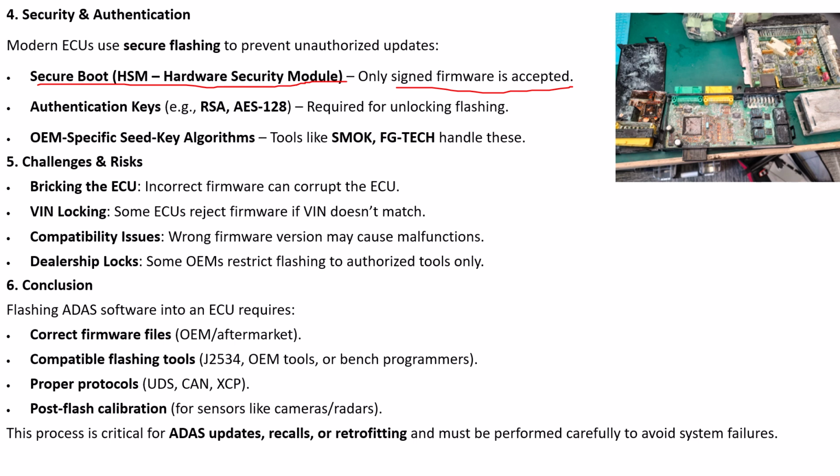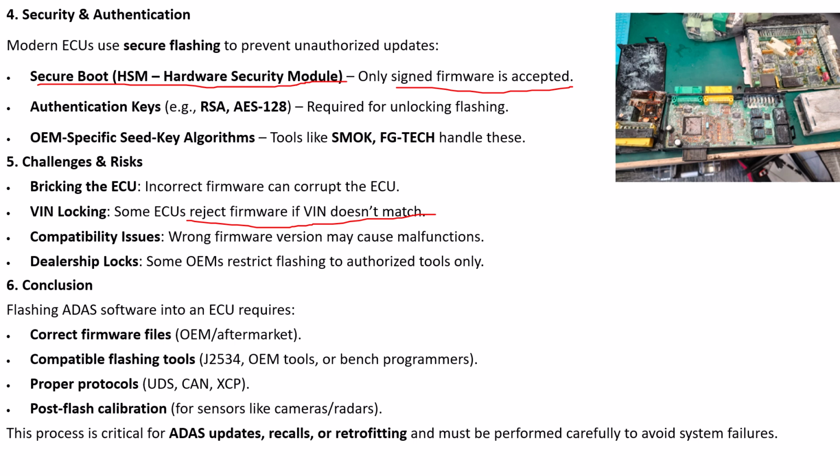Next is the VIN locking. Some ECUs reject the firmware if the VIN doesn't match. Actually, this is not a challenge or risk. This is a necessity, because with the wrong VIN, the wrong software could be flashed into the ECU. So this is actually a necessity. And what is the compatibility issue? Wrong firmware version may cause malfunctions, and dealership locks. Some OEMs restrict flashing to authorized tools only.